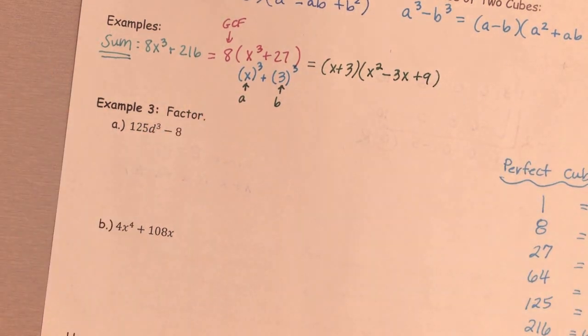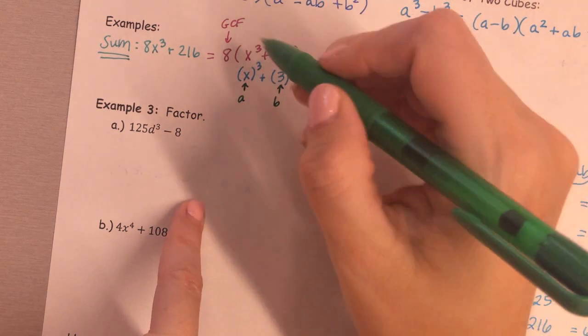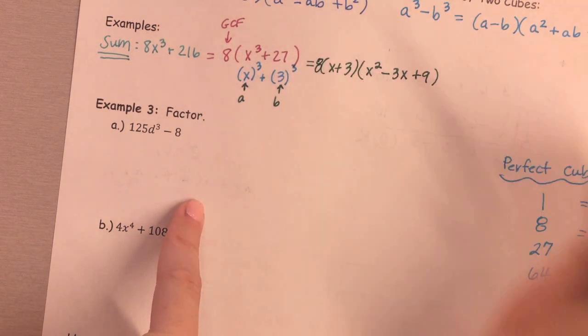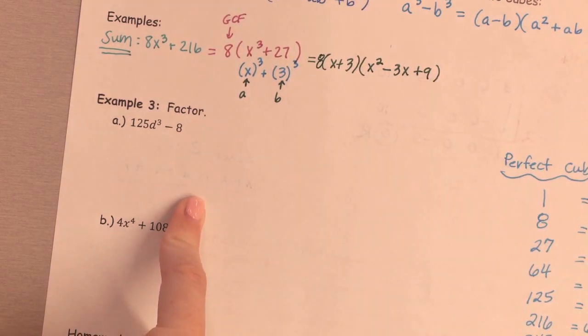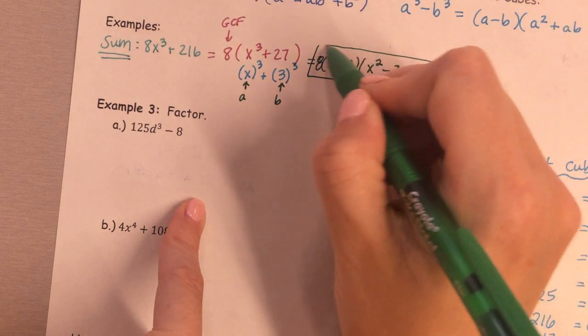Okay, and then your final answer has to have your GCF in front. So this GCF of 8 just has to go right in front there. Okay, so you just have to keep the GCF in front, and you are good.